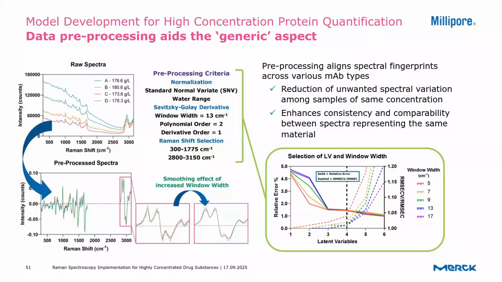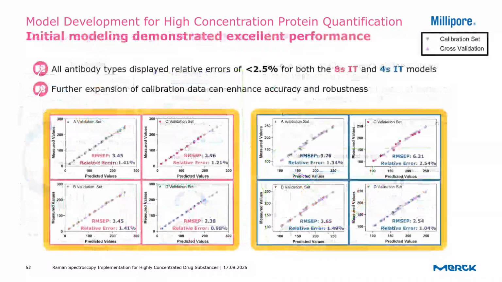But by applying certain pre-processing techniques and optimizing the parameters, the spectra saw much better alignment across the various protein types. In doing so, we were able to reduce unwanted spectral variation among samples of the same concentration and also enhance consistency and comparability between spectra representing the same material. So this just describes the different forms of pre-processing that can go into these evaluations.